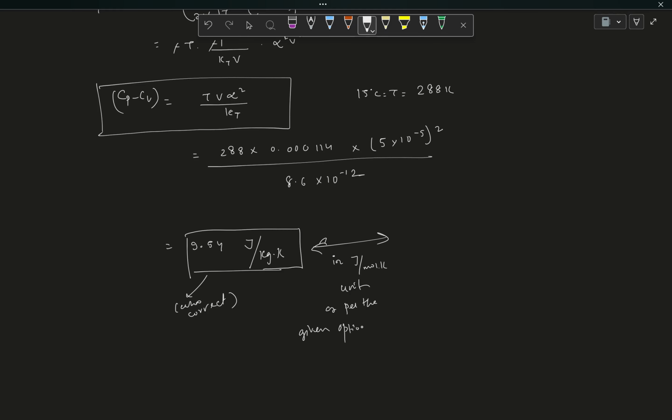You have to further calculate that, because the element mentioned in the question was copper. So for copper, you have to know its molar weight. Copper's molar weight is: 1 mole is equal to 63.5 gram. Okay, so this is copper's molar weight. That means your 1 kg will be like 1 by 63.5 into 10 to the power of minus 3 mole.